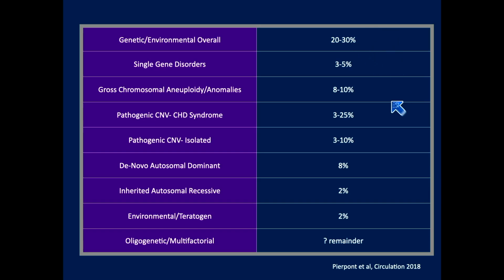But if we break it down based on what was known in 2018, genetic environmental overall probably only contribute about a third to slightly less than that of etiology. We're left with single gene disorders, gross chromosome abnormalities or aneuploidy, meaning ones that you're going to pick up on a karyotype, pathogenic variants as part of a CHD syndrome, isolated, and then a whole host of other things that account for less than 10%. We still have some that remain unexplained despite extensive testing.